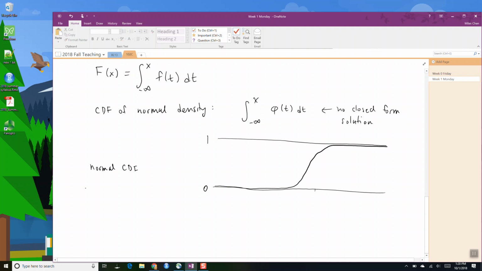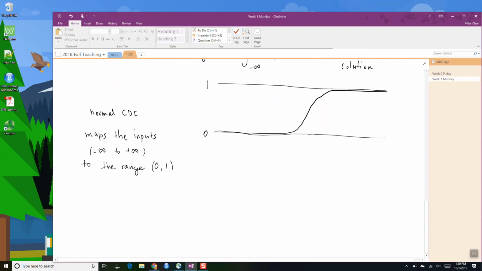Okay, so it maps the input. The inputs go from negative infinity to positive infinity, maps the input to the range. What's the range of the CDF? 0, 1. So the inputs go from negative infinity to positive infinity, and then the output, the range, is 0 to 1.